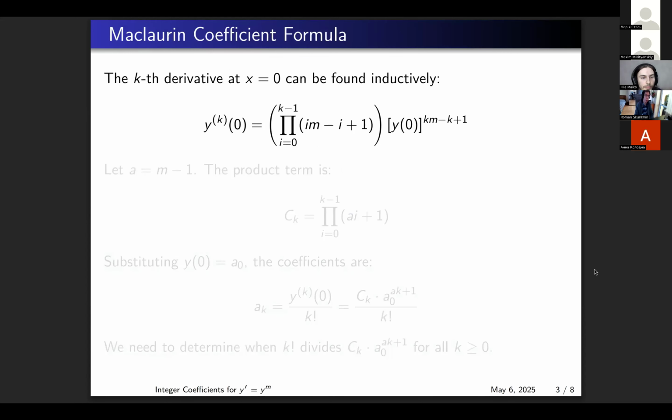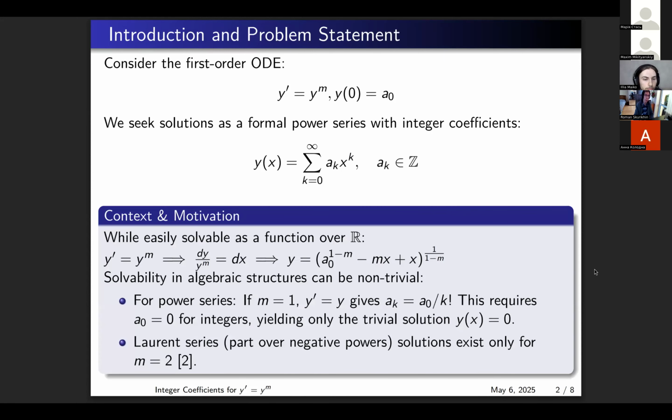To do so, first we'll need to come up with a formula for coefficients. It can be easily achieved by differentiating our equation k times. So we have our equation, y prime equals y to the power m, we differentiated k times, and it yields this formula after some simplification. Let's simplify it even more.